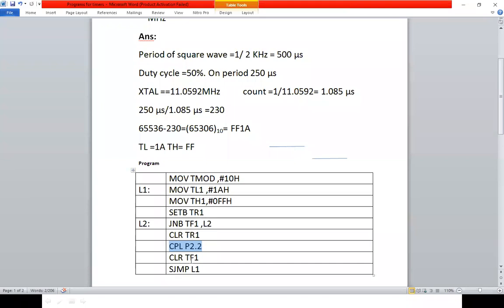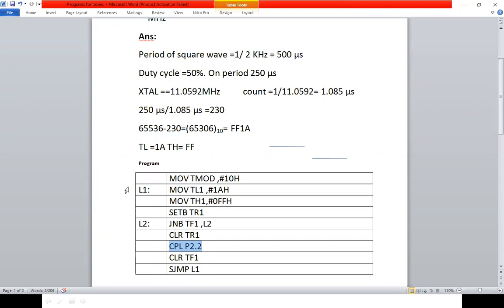So clear TF1, because your TF1 will be 1, then the timer will be stopped, the counting by the timer is stopped. So it will clear the TF1. Again, SJMP L1, and go to L1.